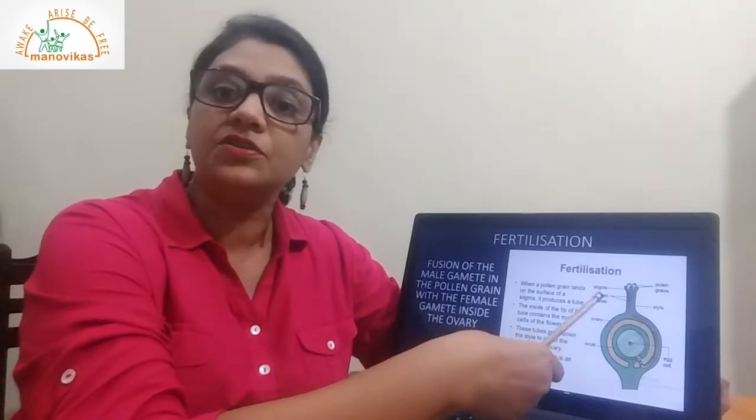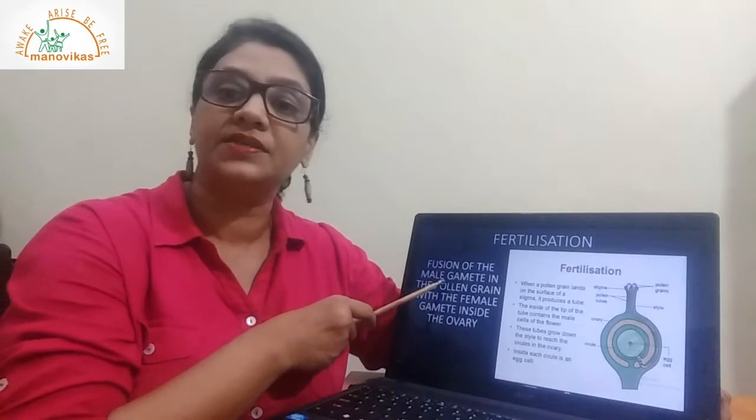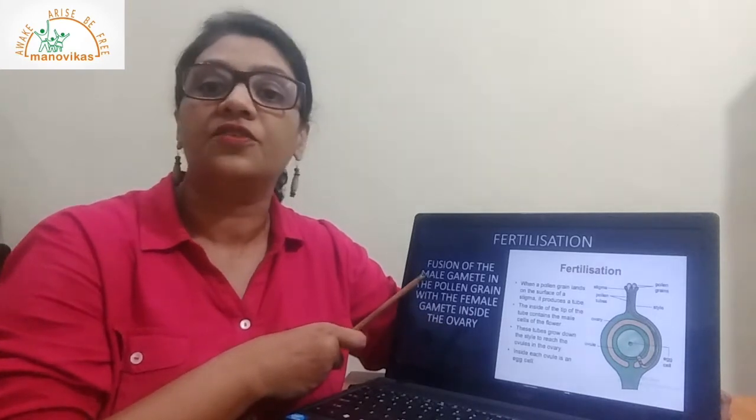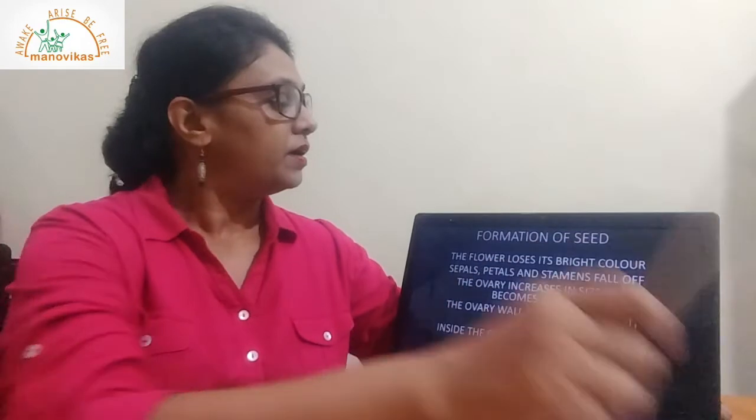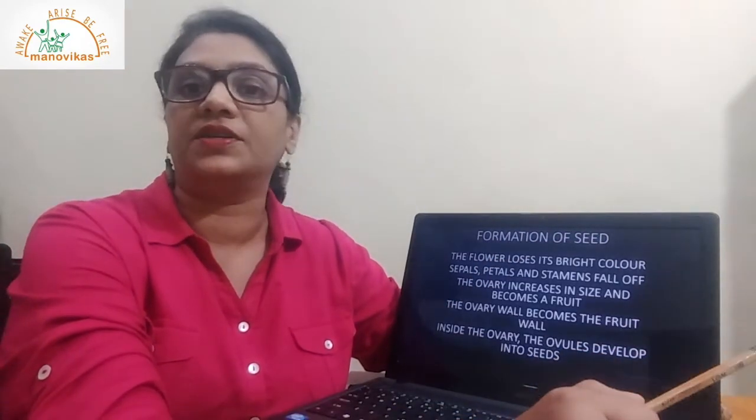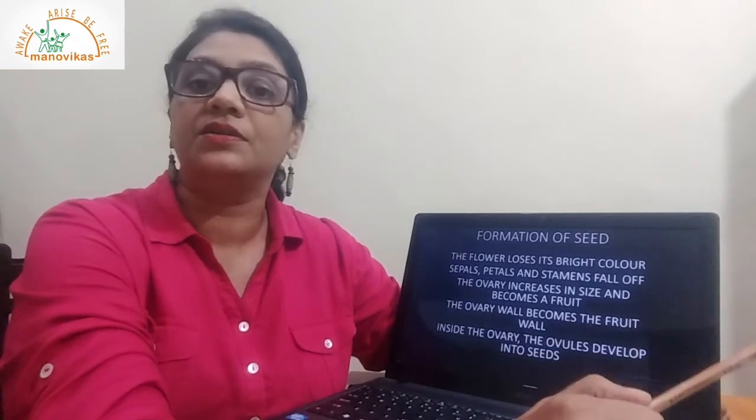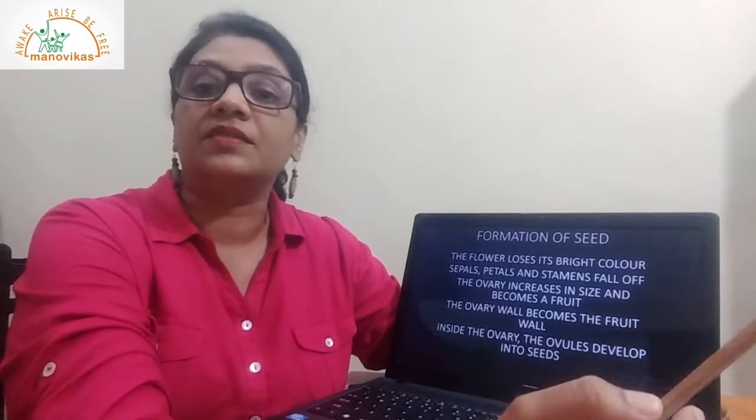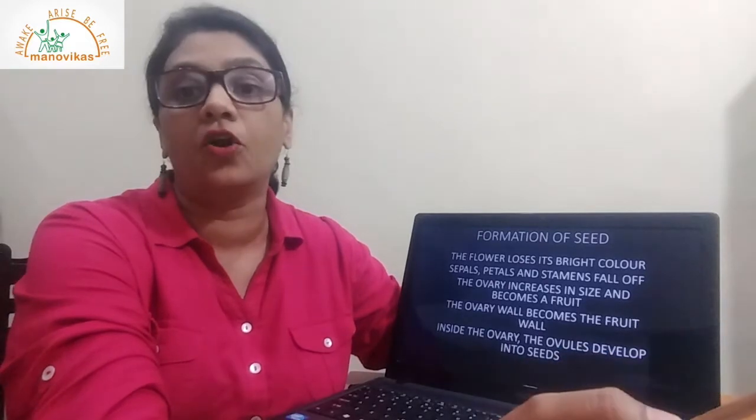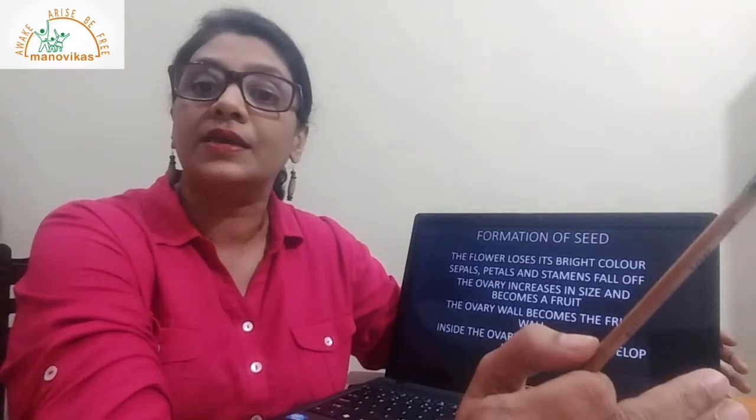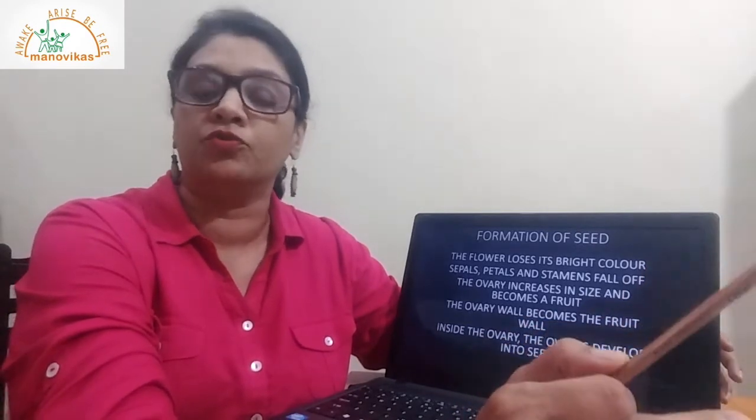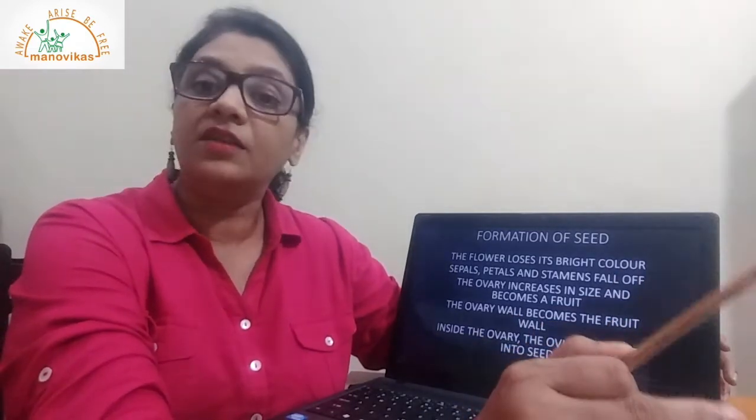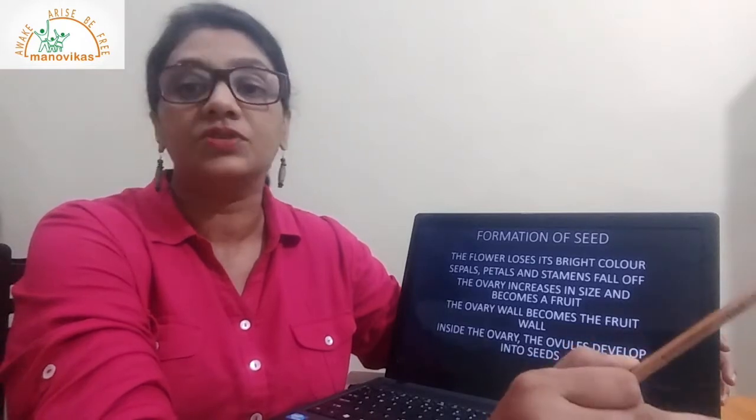So what is fertilization? The fusion of the male gamete in the pollen grains with the female gamete in the ovary is called fertilization. Now what happens after fertilization? After fertilization, the flower loses its brightness. The petals, the sepals and the stamens fall off. The ovary grows in size and becomes the fruit. The wall of the ovary becomes the wall of the fruit, and the ovules develop into seeds.